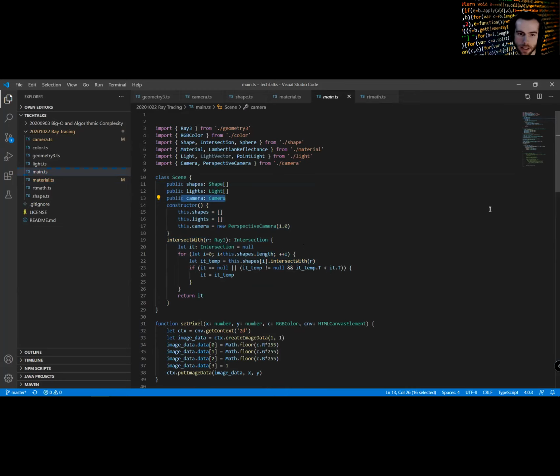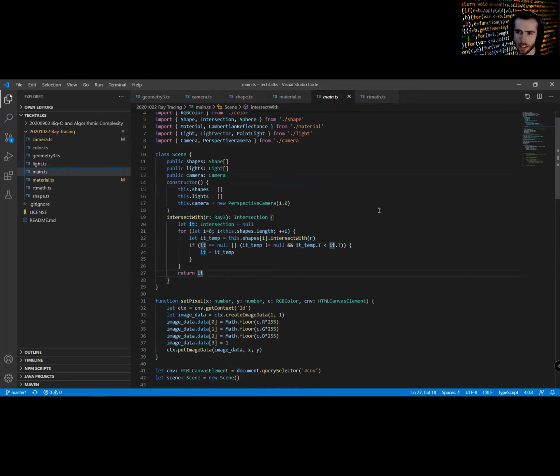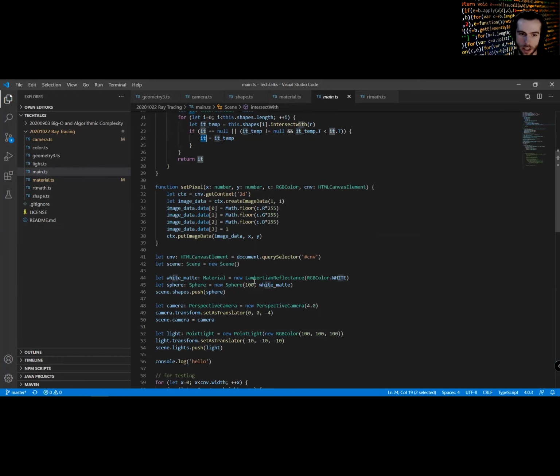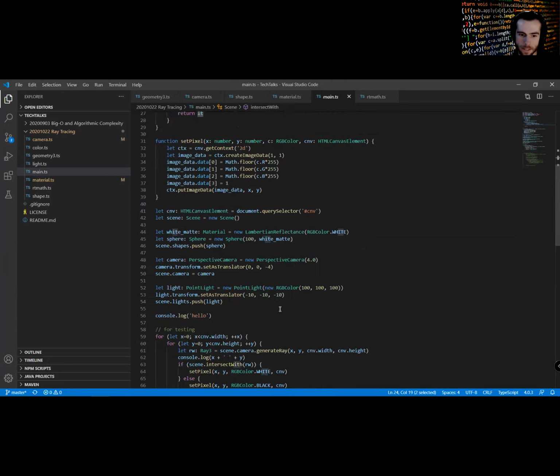And then it has this nice intersect with method, and that'll find the closest intersection given a ray. So basically, we start off with an intersection and make it null, loop over our shapes, and intersect the ray with each shape. Here's a little bit of a complex expression. But basically, if our original intersection is null, or this one's not null and this one's closer, then we'll assign the temp intersection to it. So we want to find the closest non-null intersection. So that's what this does. And then here we're creating our scene.